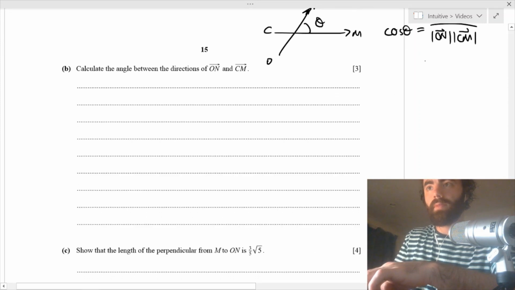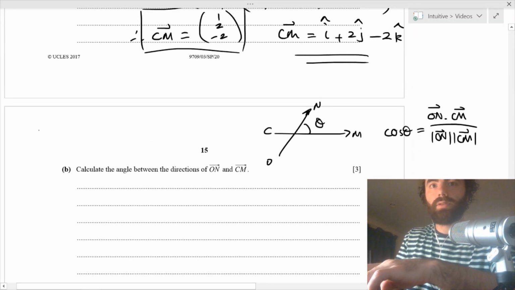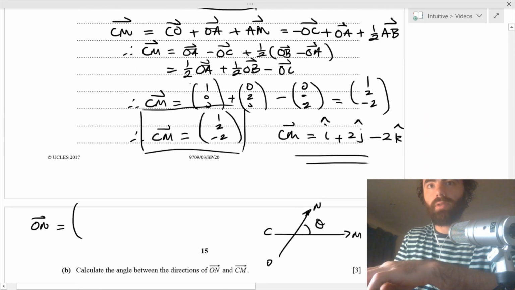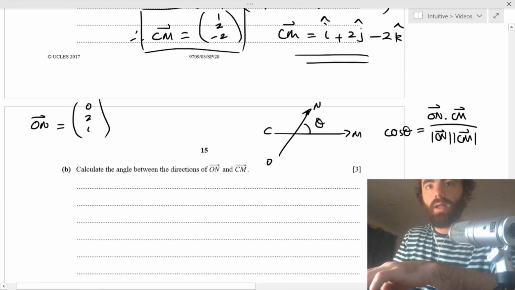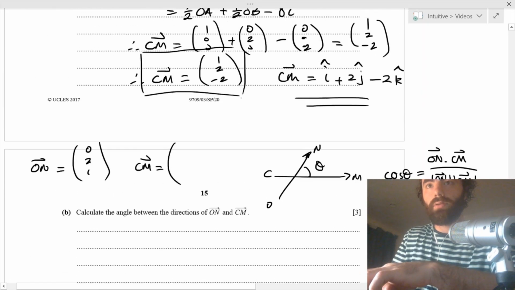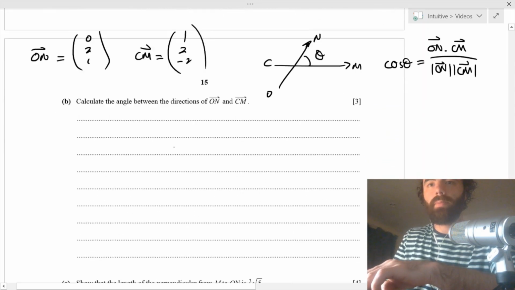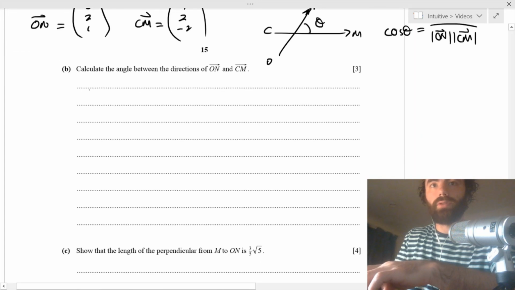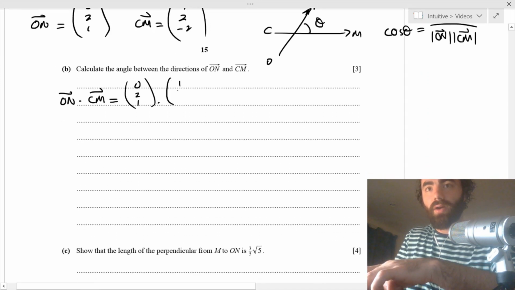Okay, so let's work out all these things individually. So remember that ON equals 0, 2, 1, and CM is equal to 1, 2, minus 2. Okay, so the dot product of these two, ON dotted with CM, is equal to 0, 2, 1 dotted with 1, 2, minus 2. This equals 0, and then we get 4 minus 2, which is 2.